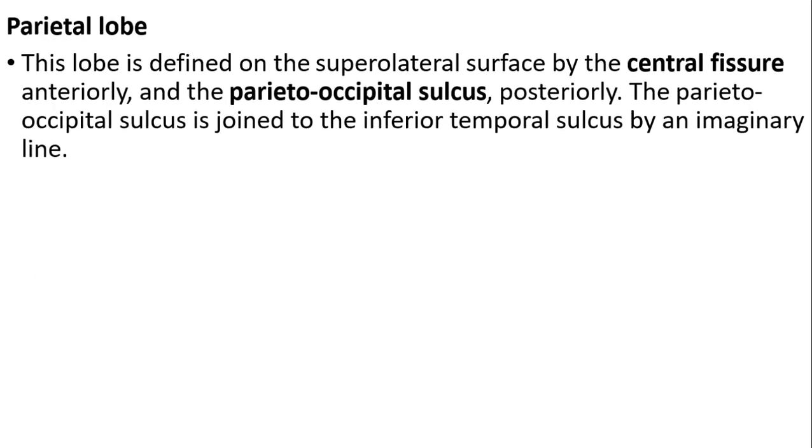Parietal lobe. This lobe is defined on the supralateral surface by the central sulcus anteriorly and the parieto-occipital sulcus posteriorly. The parieto-occipital sulcus is joined to the inferior temporal sulcus by an imaginary line.